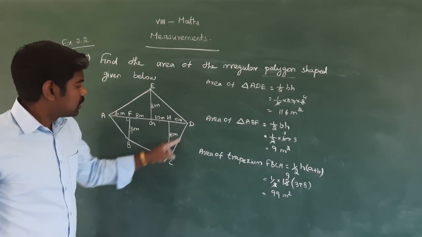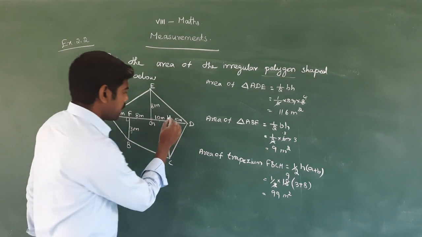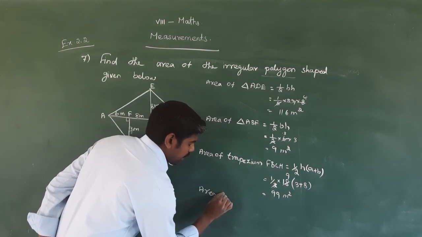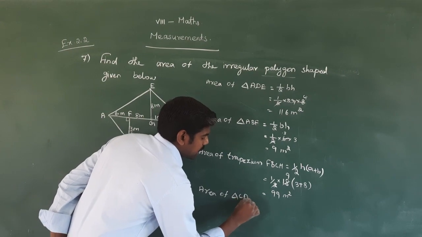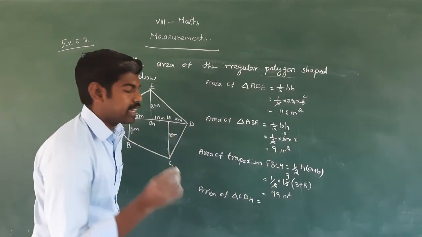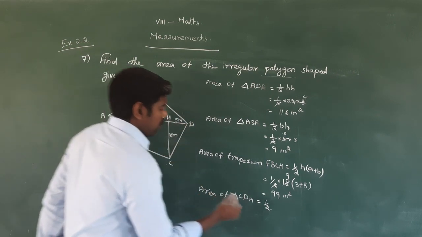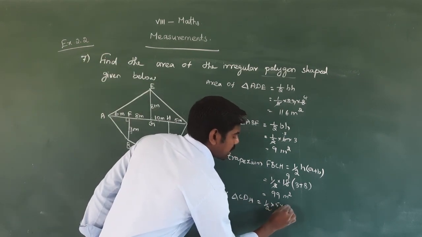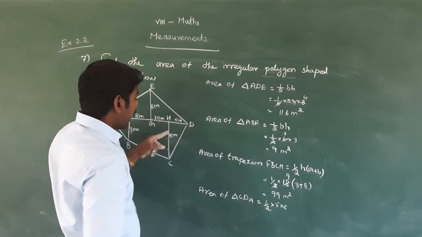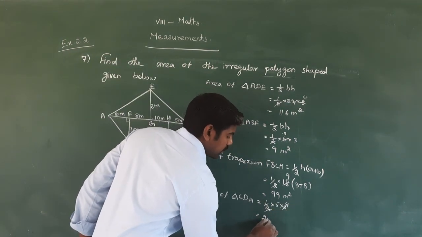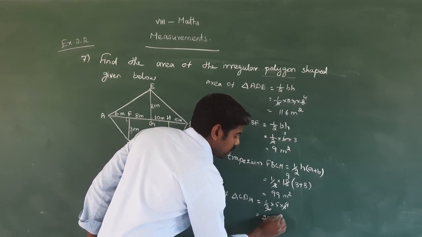Again, one triangle is there, correct? Triangle CDH. Area of triangle CDH. Area of triangle formula half B H. So half into, what is the base here? This is base, this is height. 5 multiplied by 8. Base is 5 and height is 8. Cancel it. 4. 5 fours are 20 meters square.